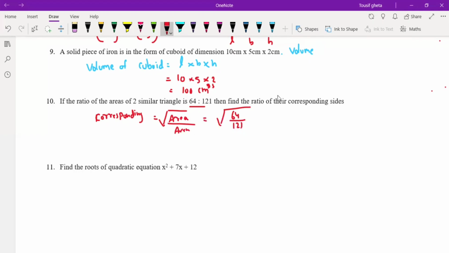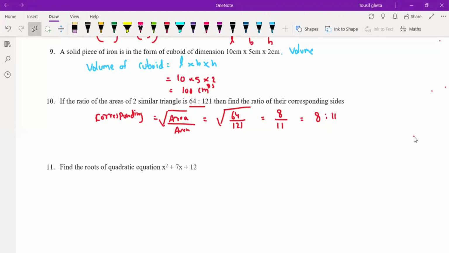Area of similar triangles it is. So root 64 by 121 we can write as 8 by 11, and we can write down the ratios of corresponding sides as 8:11. We did it directly just because it is only 1 mark. It is in the form of MCQs, just a 1 mark question. So we did it directly. Okay.